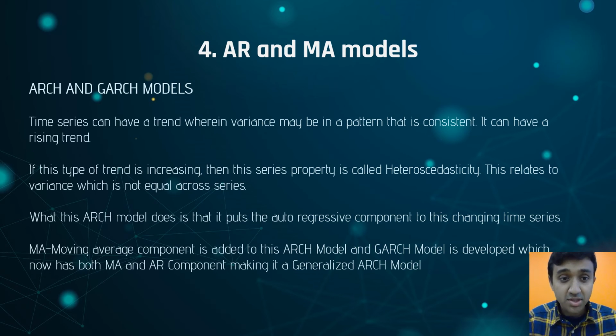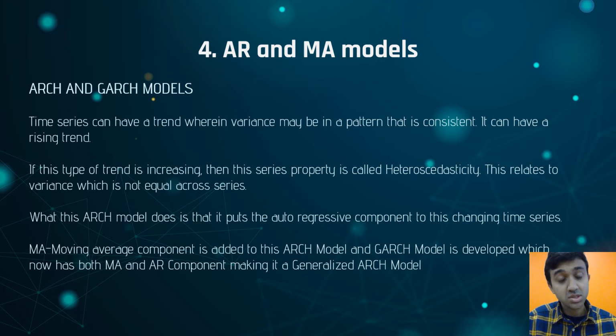So coming to the ARCH and GARCH models, the time series have a distinguishing trend wherein sometimes the pattern can be very much consistent, and sometimes not. If the particular type of trend is increasing in a structured way, then that property is called heteroscedasticity, and this relates to the variance which is not equal across the time series.